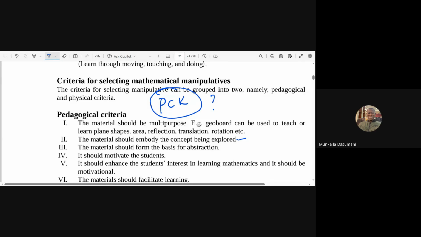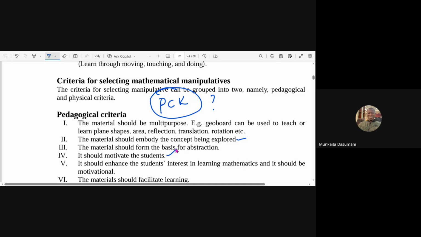The material should form the basis for abstraction. Because at the end of the day, the students are going to abstract from the concept we are teaching. And that material is going to form the basis because they have seen the material, they have felt it, they have touched it. So that forms the basis for the abstraction of the concept we are teaching. And then it should motivate the student, as the lady just explained, because they love doing it.